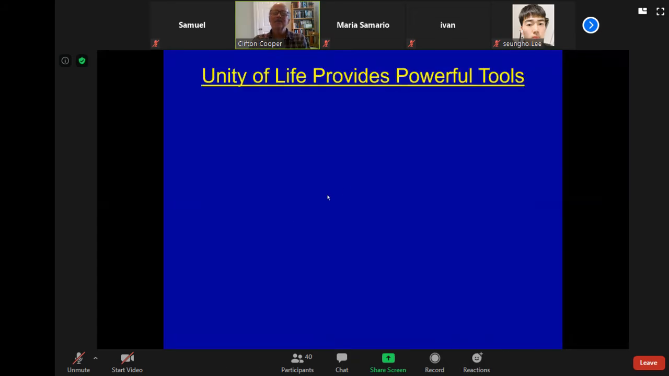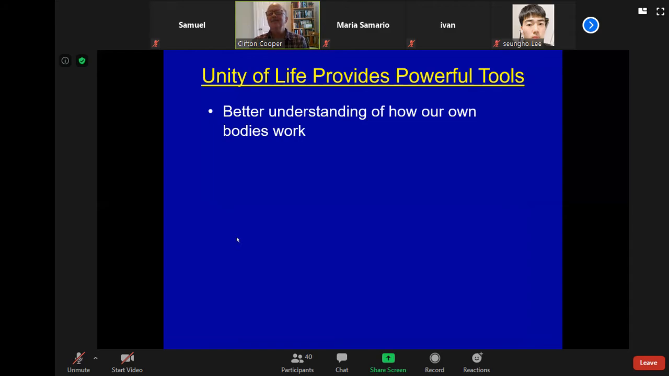So we have all this diversity of life, but there's also unity. There are unifying characteristics of life forms. And that unity is useful. Partly we can use it to get a better understanding in medicine.